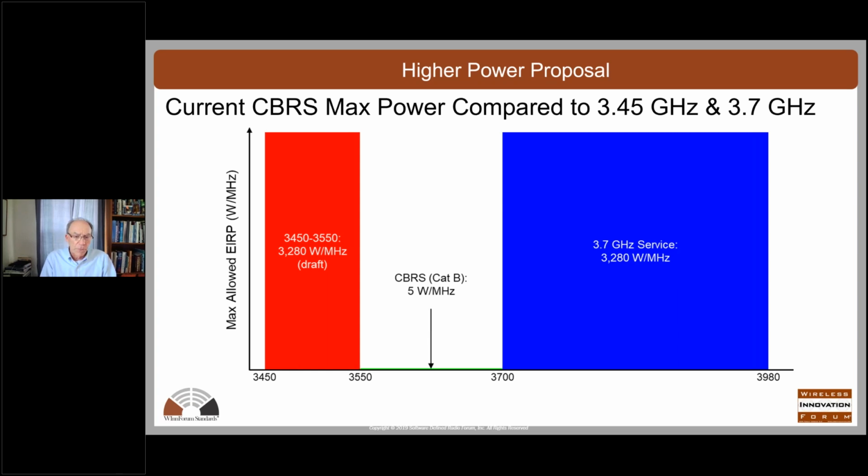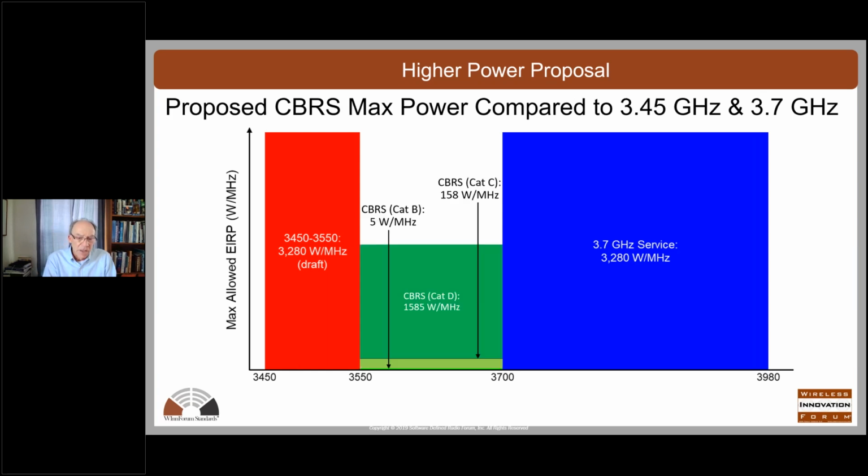There's been a proposal put forward by Dish, and others have put this forward before, to increase the power for CBRS. Right now we have 5 watts per megahertz, or 50 watts per channel, for the Cat B. If you go to the next slide, it's that little green sliver there at the bottom. This is what Dish is proposing: 2 new categories, a C and a D. Category C is a little bit more, 158 watts per megahertz, so it'd be 1,500 watts, and then category D would be 15,000 watts. So it's kind of on par with the rural or urban powers for the C-band and 3.45 gig band.